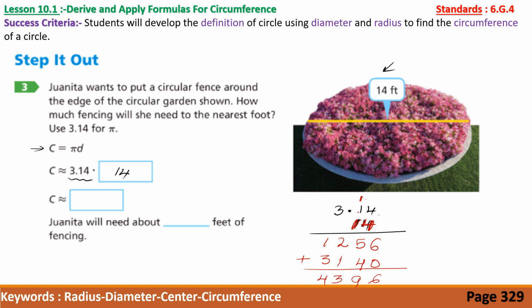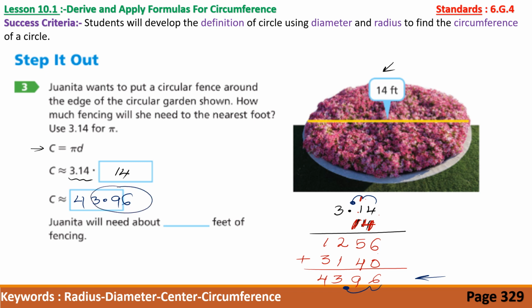Now where do we have to put the decimal? You can see after the 2 digits there is a decimal. So from the answer, just go from right to left. After the 2 digits, put a decimal. So the answer will be 43.96. Now you have to make it to the nearest foot. Nearest foot means don't write the point things.